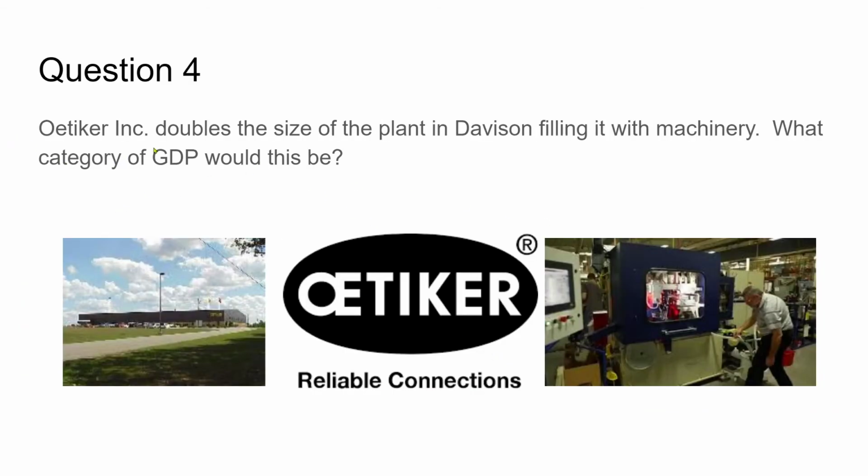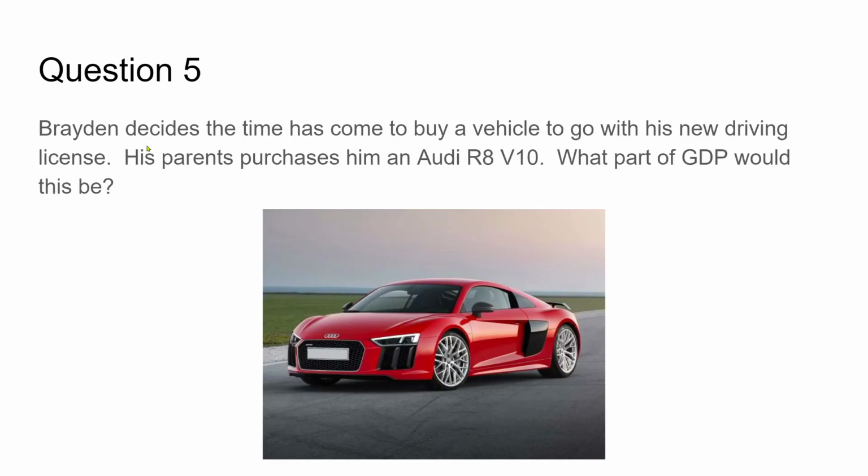Okay, Oetikers Incorporated, a little local manufacturing company, doubles the size of the plant in Davison, filling it with machinery. What category of GDP would this be? This is business, and this is an investment. Buying these machines is an investment. Braden decides the time has come to buy a vehicle to go with his new driving license, so his parents purchase him an Audi R8 V10. What part of the GDP would this be? Okay, so it's consumption.